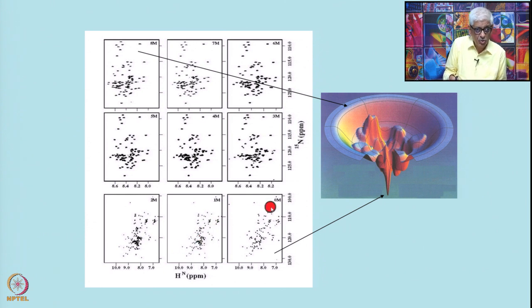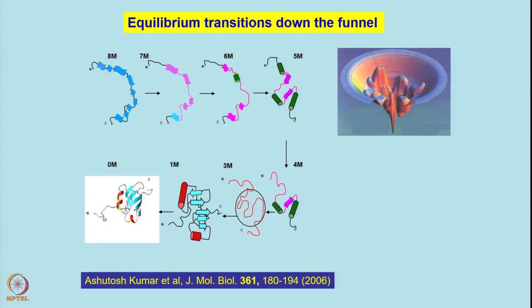Okay. And then you come to 0 molar, therefore, it is all a clean, beautiful spectrum, every peak is separated and the spectral range has gone from 7 ppm to 10 ppm. And that is what you can see as the structure is getting formed. So, here you see that sort of thing happening at this point.